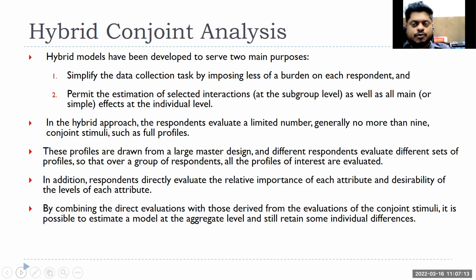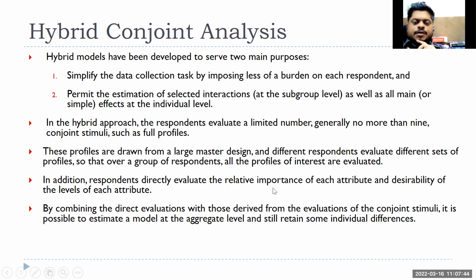I'm asking to carry out this randomization by the software so that it will create 5 products out of those 20 product choices and show them randomly to 10 customers. Right. So respondents evaluate a limited number, generally no more than 9, basically 9 to 10 conjoint stimuli such as full profiles. These profiles are drawn from the large master design. If let's say I have 20 choices, out of 20 I'm selecting 5. The software is selecting 5 and showing that to those customers, right?